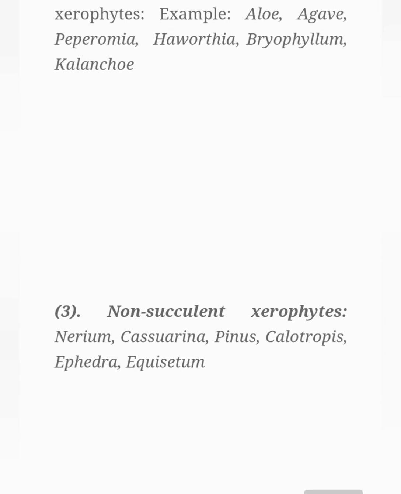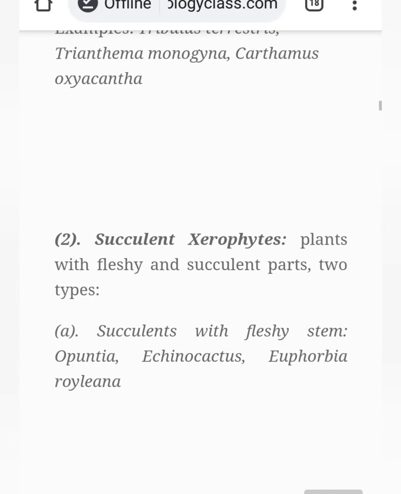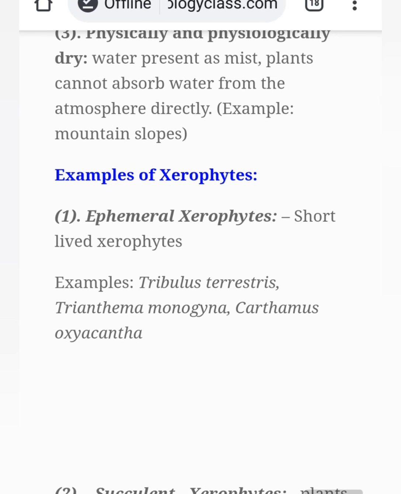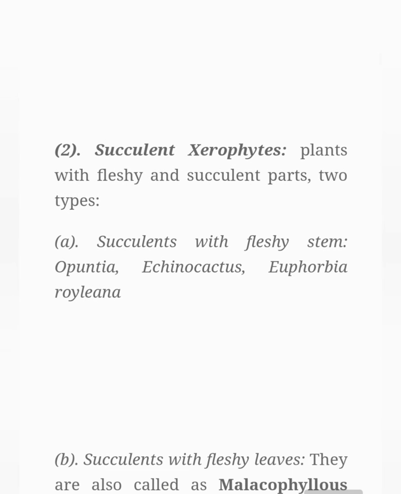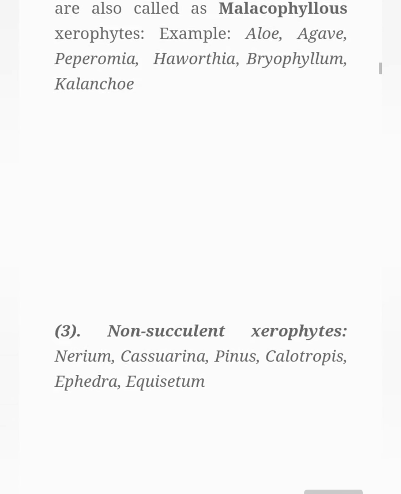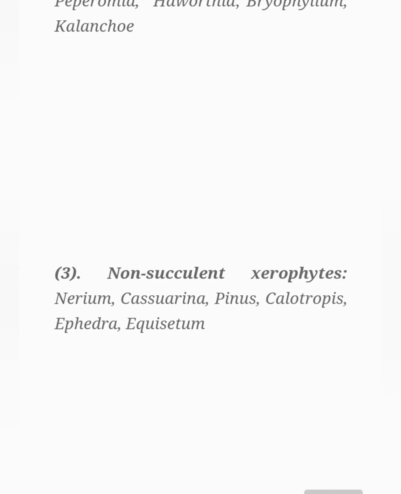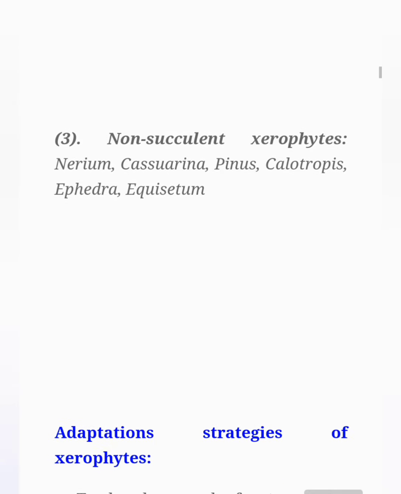Now coming to the third type, that is non-succulent xerophytes. We have succulent xerophytes and non-succulent xerophytes. So we have three types, remember: the ephemeral xerophytes, those short-lived xerophytes; the succulent xerophytes, plants with fleshy and succulent parts, of which we have two types: fleshy stem and fleshy leaves; and we have the non-succulent xerophytes, and these are some of the examples of the non-succulent xerophytes.